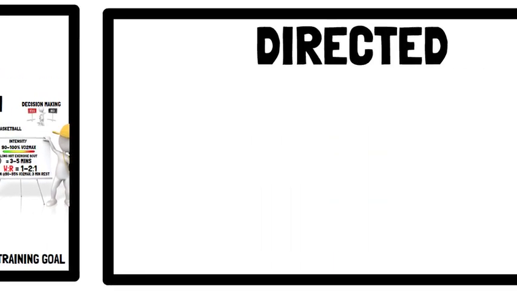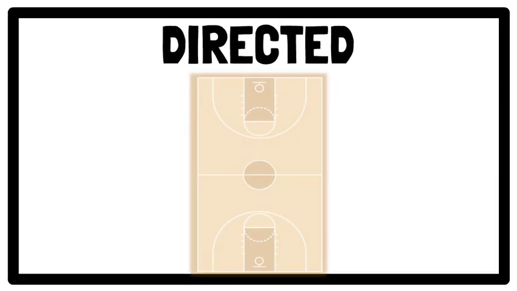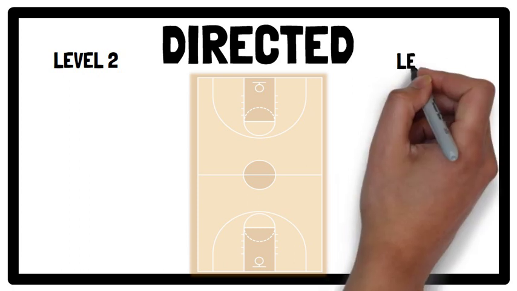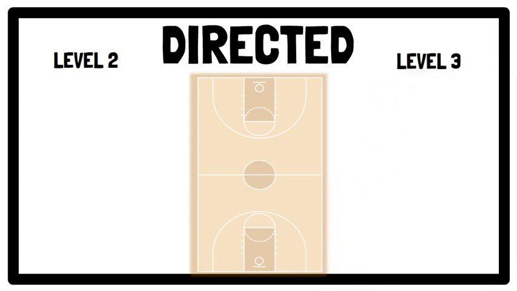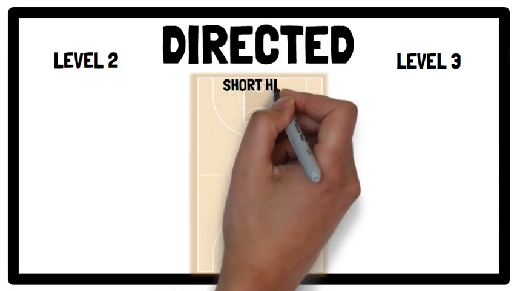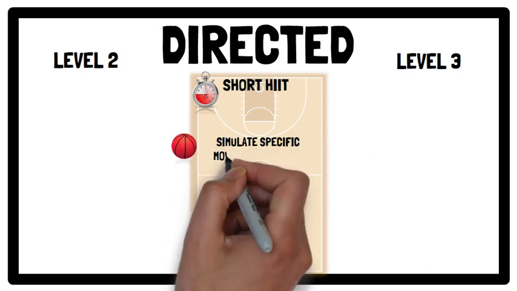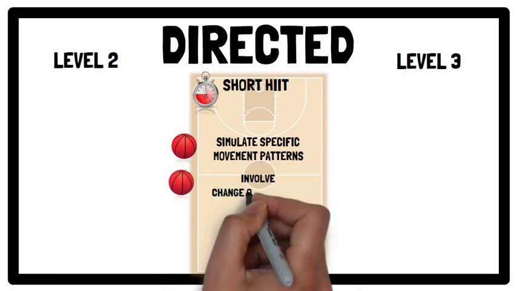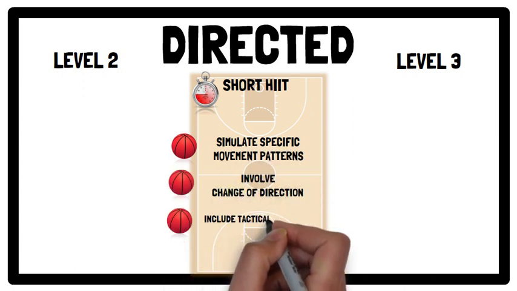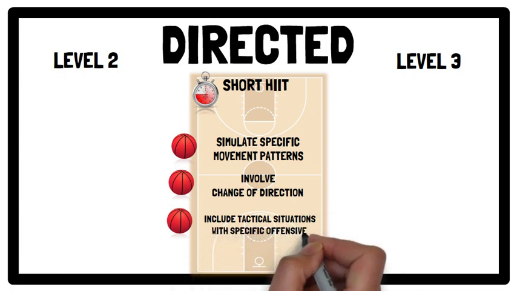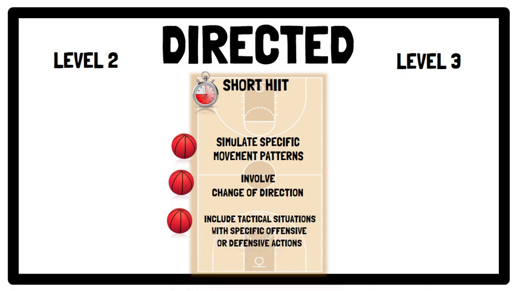Moving on to directed orientation, which is divided into level 2 and level 3, requiring all-out efforts. Both levels are characterized by short HIT, for example, intervals lasting less than 60 seconds. It is recommended to perform the short HIT sessions on court with exercises that simulate specific movement patterns, involve change of direction, and include tactical situations with specific offensive or defensive actions.